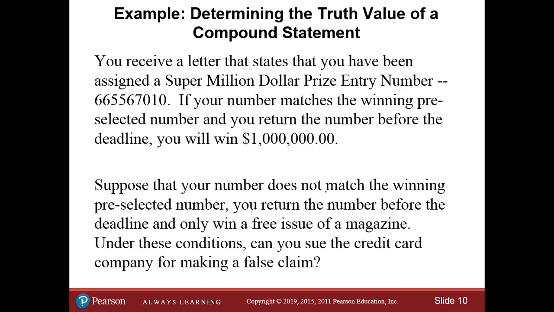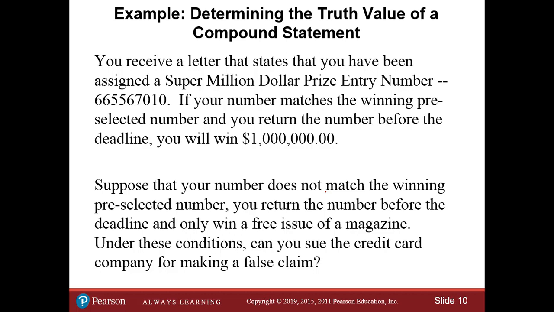If your number matches the winning pre-selected number and you return the number before the deadline, you will win $1 million. So how would we do this? Okay, it says, how would you write this truth value as far as a truth table, right? So it says, if your number matches the winning pre-selected number and you return the number before the deadline, comma, you will win $1 million.